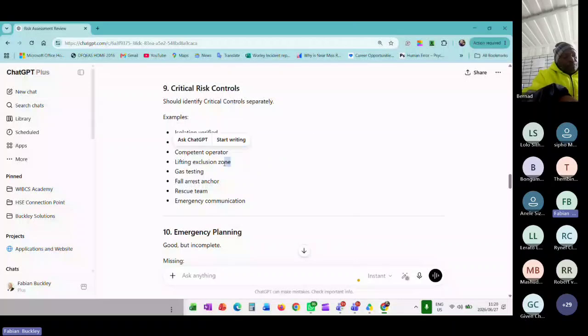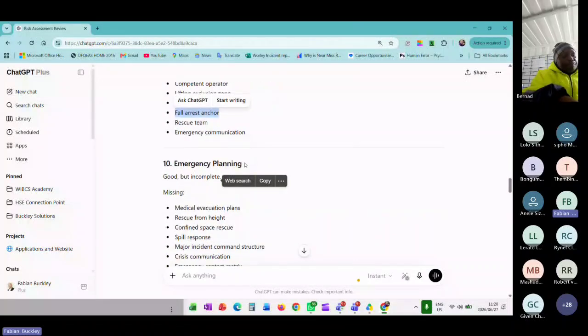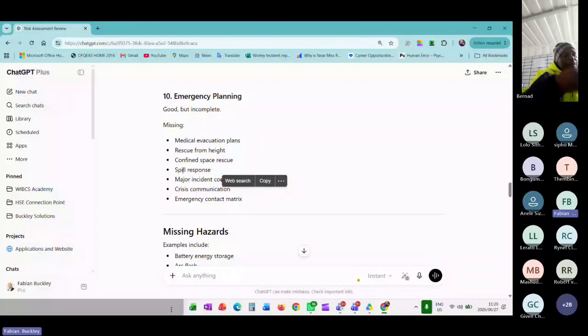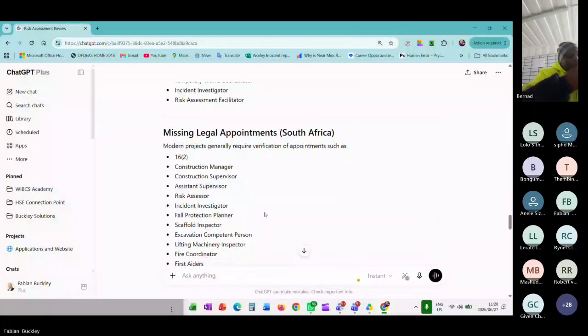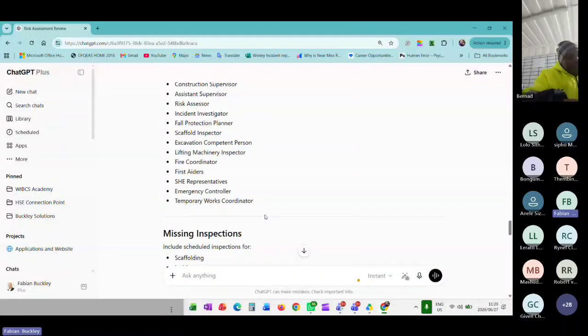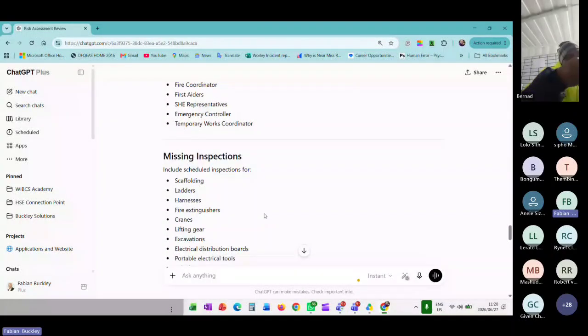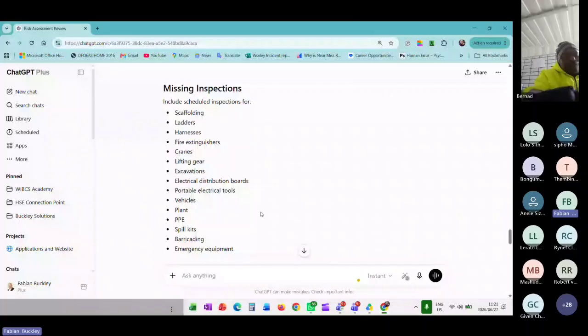And then it's telling us as well what are the missing controls, missing hazards, excuse me. So we have battery energy storage, we have arc flash, we have human machine interfacing, we have dropped objects. So all of this, ladies and gentlemen, is what was missed in that specific baseline risk assessment. Okay, so looking at this now, can we see the benefit of us utilizing AI when we are conducting our risk assessments and method statements?